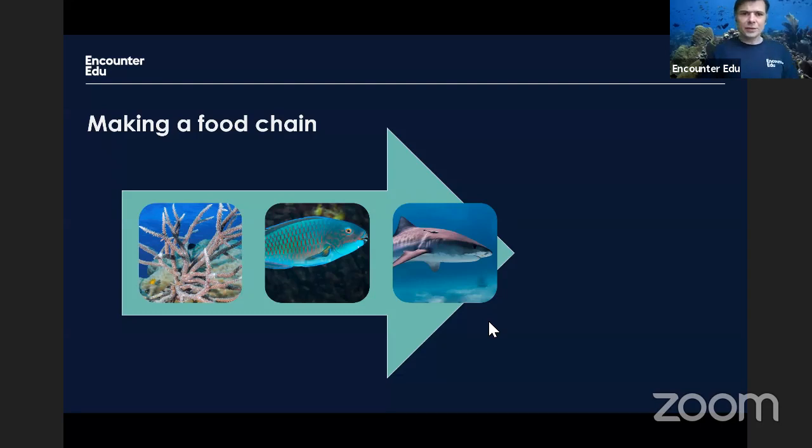So here's an example. We've got a coral, and that's getting its energy from either the sunlight and the zooxanthellae in its tissue, or using its tentacles to catch wee creatures. The parrotfish is then munching on that coral, and then we've got the tiger shark eating the parrotfish. So the direction of the energy goes from the coral to the parrotfish to the tiger shark.